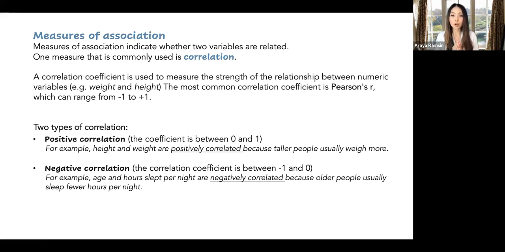Now, what about negative correlation? If the correlation coefficient is between -1 and 0, then it is called negative correlation. That means as something goes up, the other thing goes down, or as something goes down, the other thing goes up. Actually, these two things are the same. For example, age and hours of sleep per night are negatively correlated because older people usually sleep fewer hours per night. Okay, so this is an example of negative correlation.